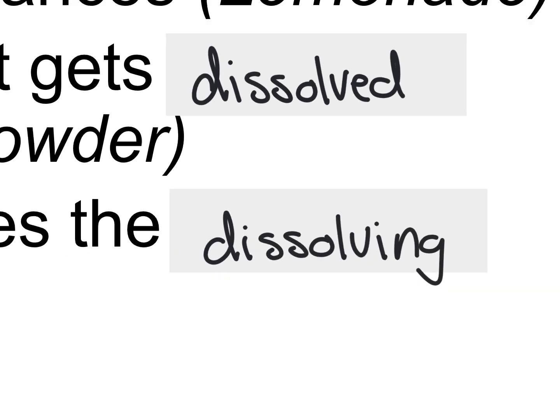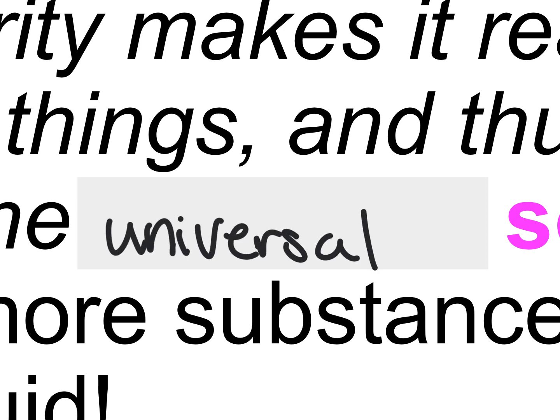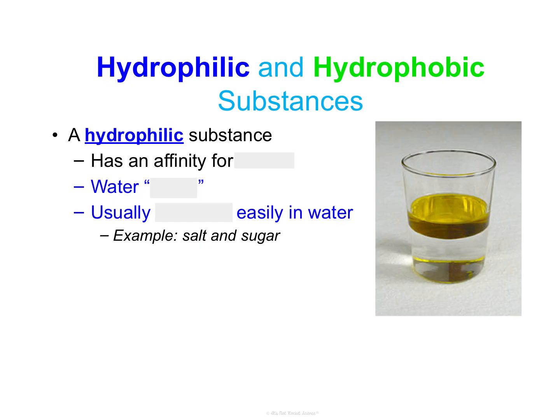Because of this, it's water's polarity that makes it really good at dissolving things, and thus it is considered the universal solvent. It dissolves more substances than any other liquid. Next, we are talking about the idea of substances being either hydrophilic or hydrophobic, and this is caused by the fact that water is polar. So hydrophilic substances have an affinity for water, meaning that they are water loving. And they are usually dissolved easily in water.